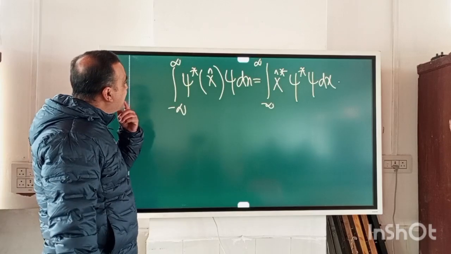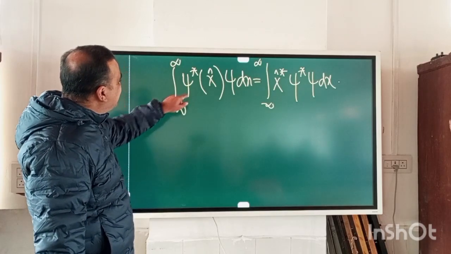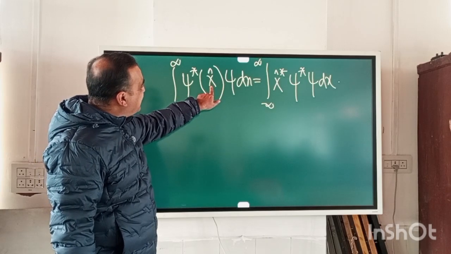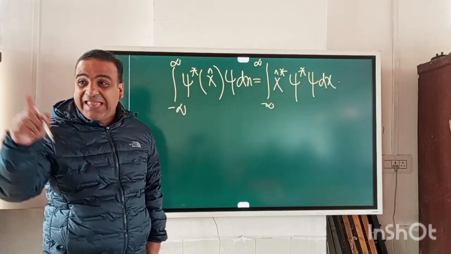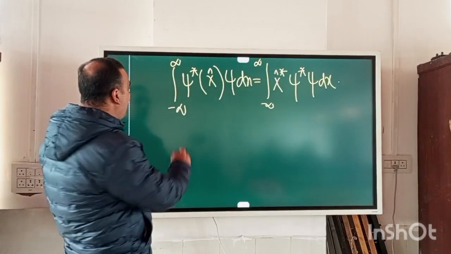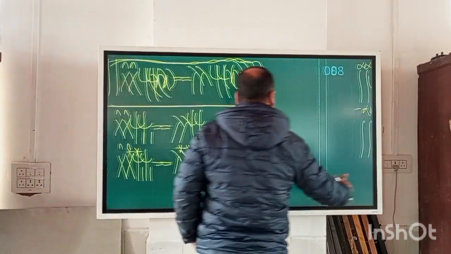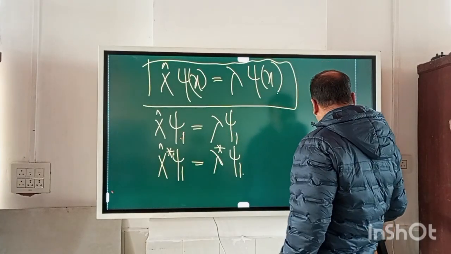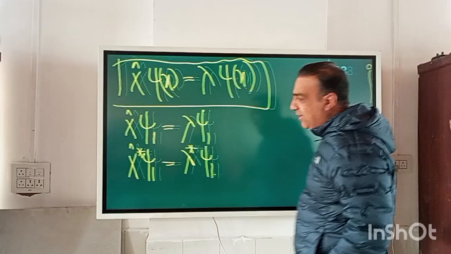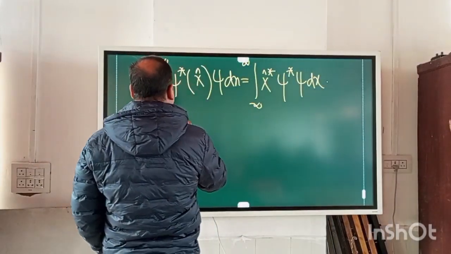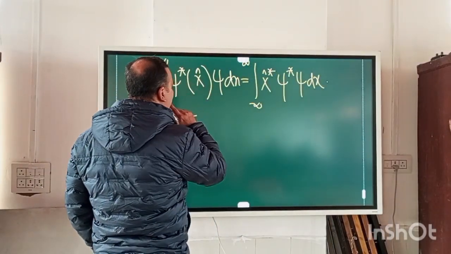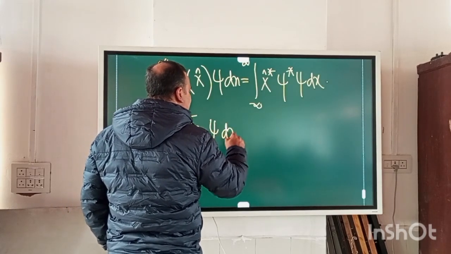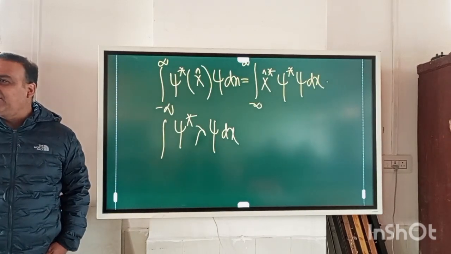Okay. So psi star, x cap and psi. What is x cap and psi equal to? It's lambda psi of x. Remember? So this is, it's here. You can check it. So this is lambda psi. Okay? So I have used 1 here. You can use it as general as psi. So what I will write here is psi star, lambda psi dx. Is it clear?